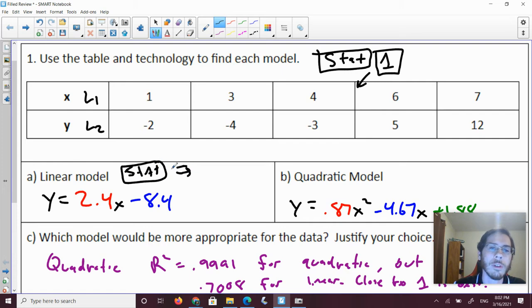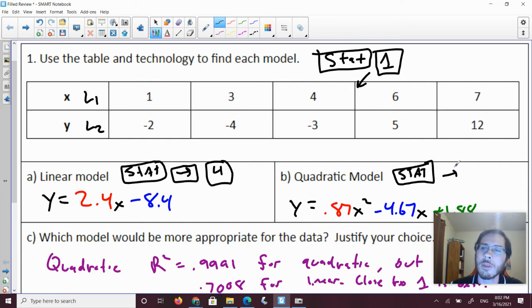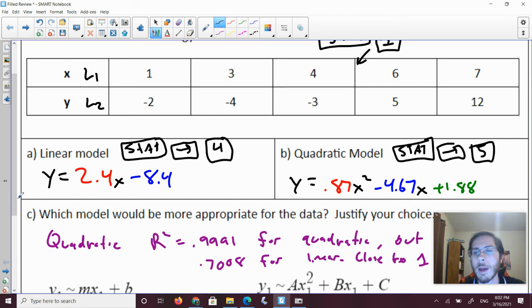Then you have to go over a menu. And the linear model is number 4. It says LinReg. The quadratic model, once you see the linear model, you actually can just hit stat again. You don't have to retype anything in, but you can just hit stat and then over and then 5. And that'll be the quadratic model. And everything should pop back up.